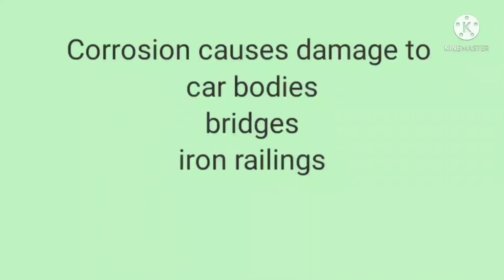Corrosion causes damage to car bodies, bridges, iron railings, ships, and to all objects made of metals, especially those of iron. Corrosion of iron is a serious problem. Every year, a large amount of money is spent to replace rusted iron and steel structures. By galvanization, by painting, and by greasing or oiling, we can prevent rusting.